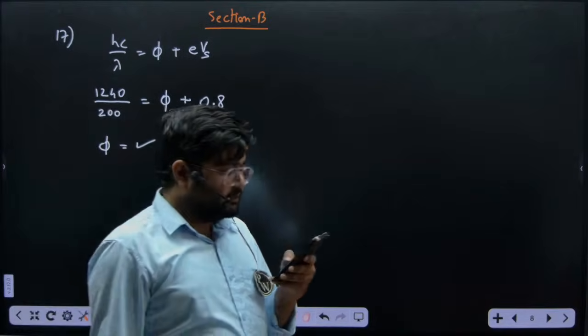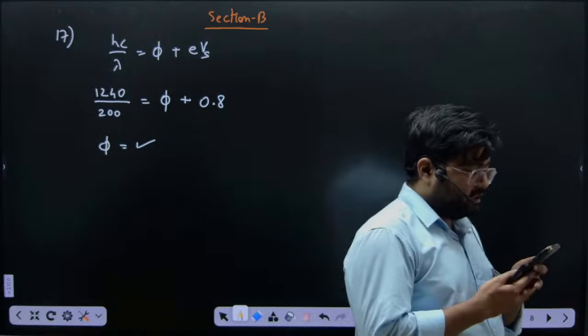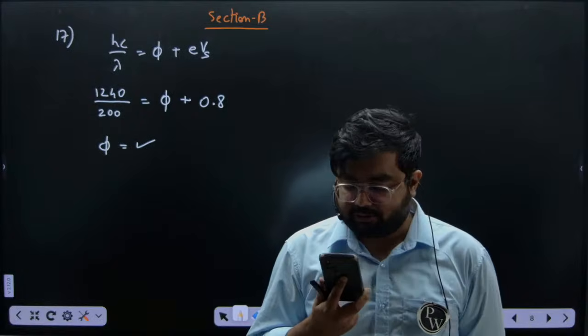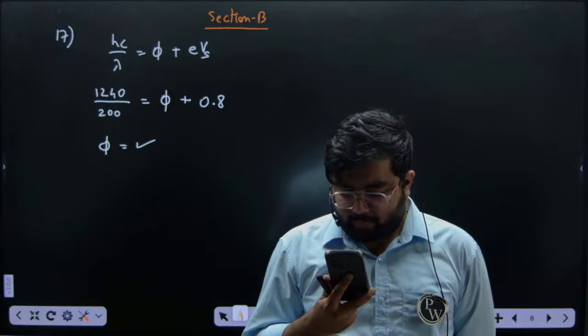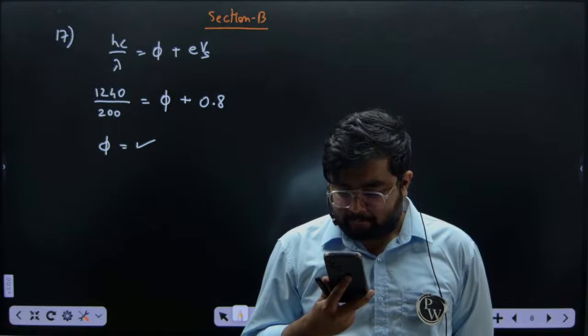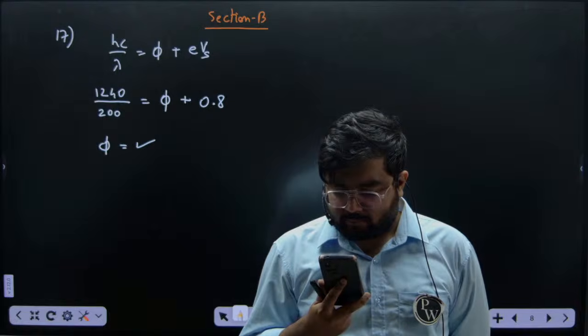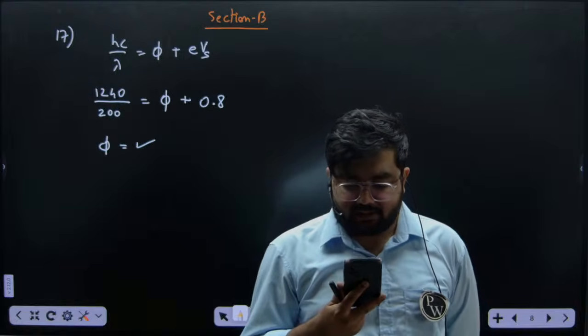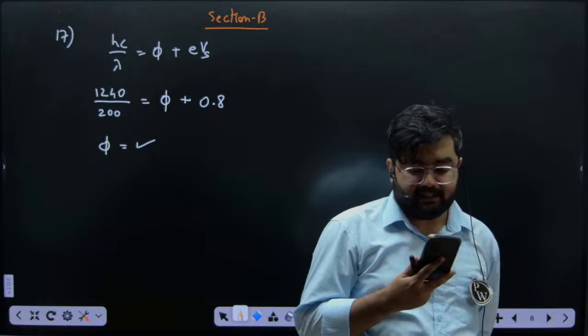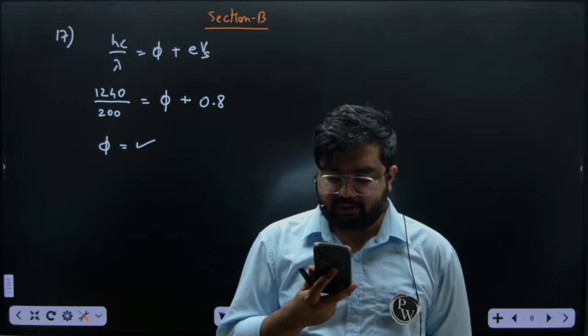So next, question number 18. They have given us a choice. There are two questions in it and we have to do one. Both are similar type of question, but one is single slit and one is double slit. So let us do the double slit one.